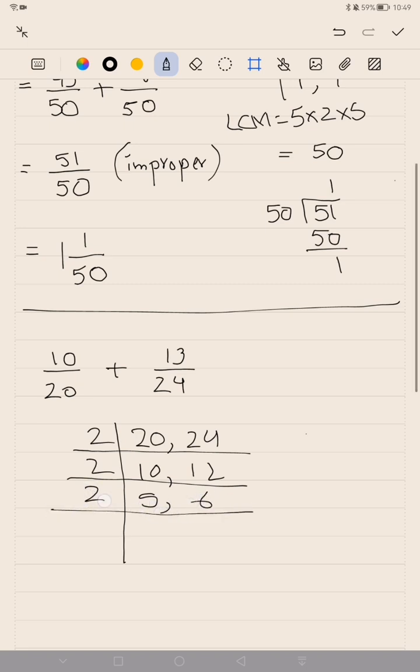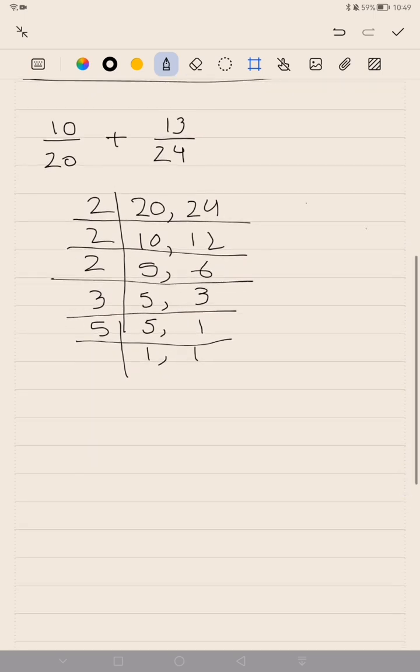So first I'm going to divide 6 by 2. 5 will remain the same. 2 3s are 6. Now 5 and 3 do not have a common factor. First I'm going to divide 3. 5 will remain the same. 3 ones are 3. Now I'm going to divide 5. 5 ones are 5. So our remainder is 1 and 1. Now we are going to find the LCM. LCM will be 2 into 2 into 2 into 3 into 5. LCM is 120.